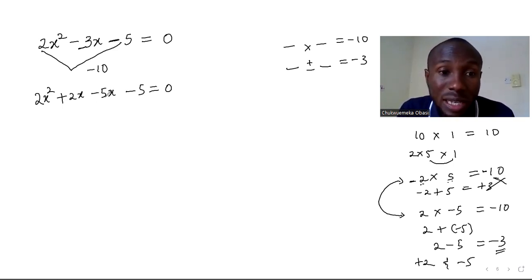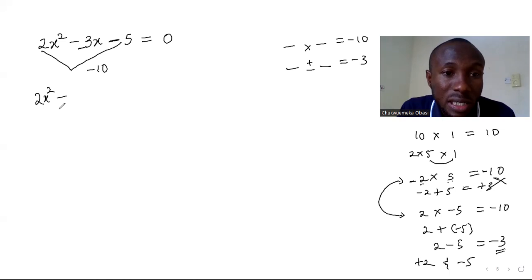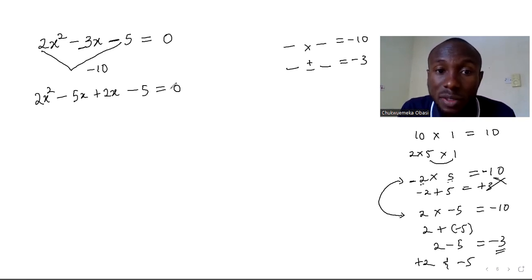If you decide to write negative 5x first, then you put your positive 2x here, it doesn't really change anything. You still get the same result. That's why math is cool. Math is so cool because of that.